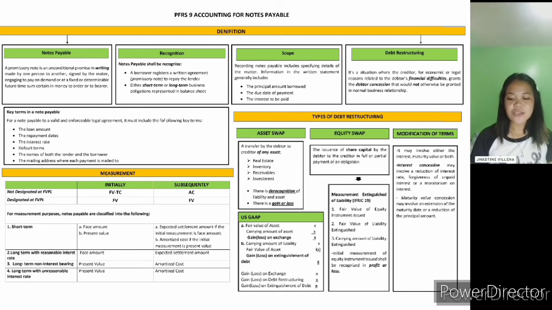The maturity value concession may involve an extension of the maturity date or a reduction of the principal amount. When we say extension of the maturity date, for example, if the creditor gives you a 2-year maturity date, but instead of 2 years, they make it 5 years for you to fully pay the amount to the creditor.